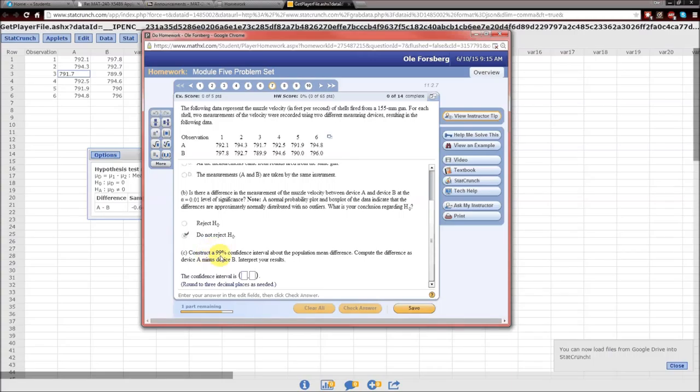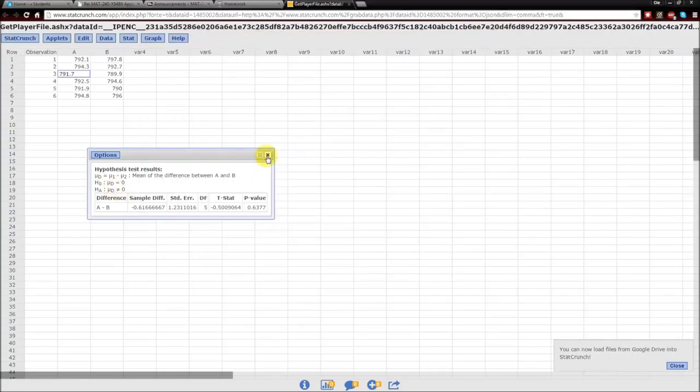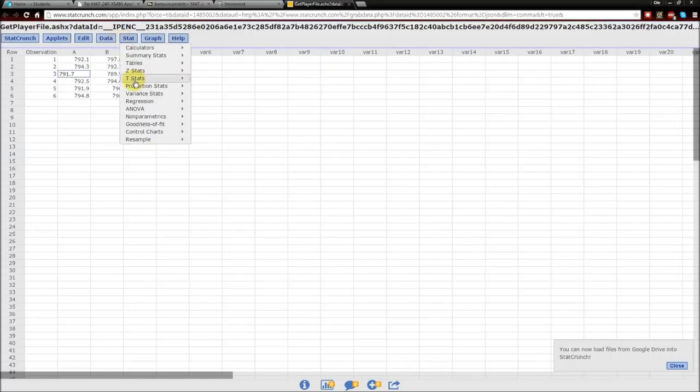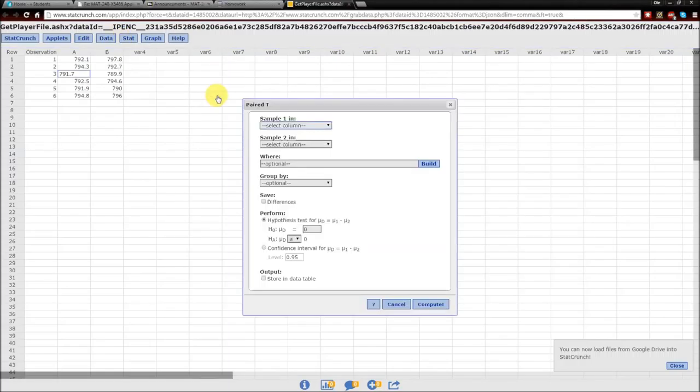And now we construct a 99% confidence interval about the population mean difference, computed as A minus B. We'll go back here, close this window, back to Stat, T-Stats, still paired, still A, still B, but we need a confidence interval. For 1 minus 2, for A minus B, and we need to do it at the 99% confidence level. And compute.